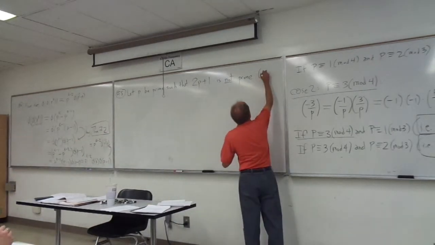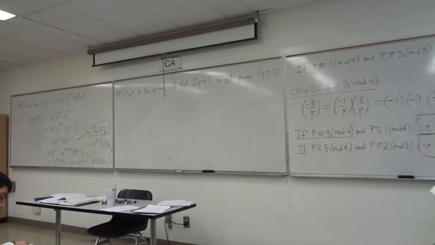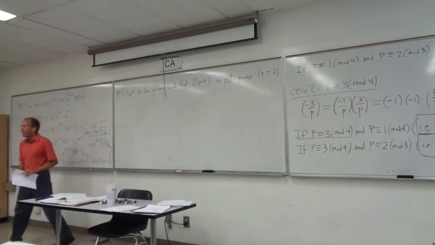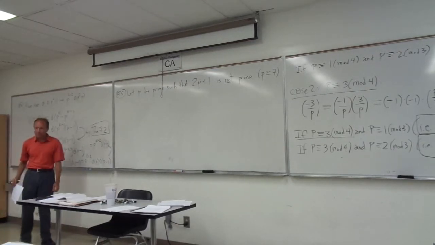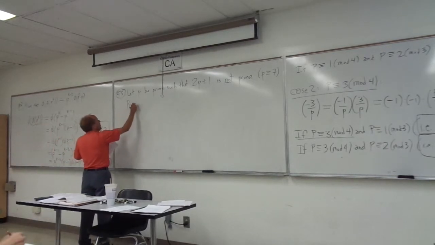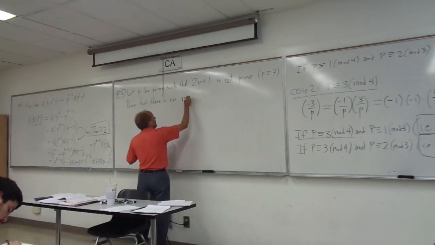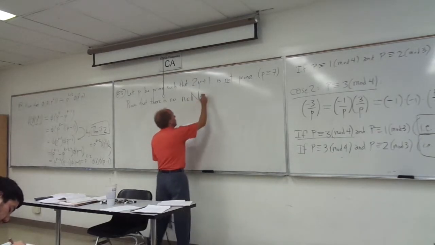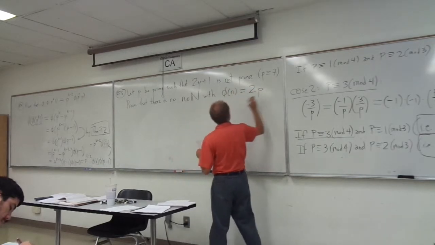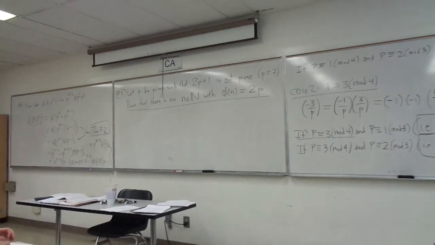So just so you know, p is at least 7. 2, 3, and 5 all have the property that when you multiply by 2 and add 1, you do get a prime. But 2 times 7 plus 1 is 15, which is not prime. So let's suppose you have that. Okay, then here's the question. Prove that there is no integer n, no natural number n, with phi of n equal to 2 times p. So you can never get 2p out of this.